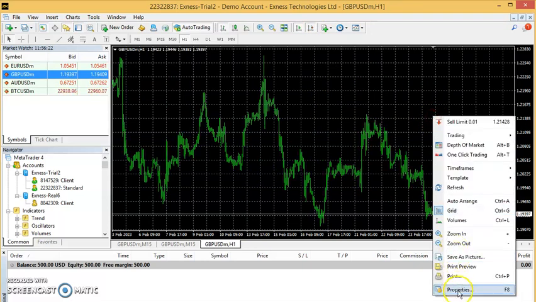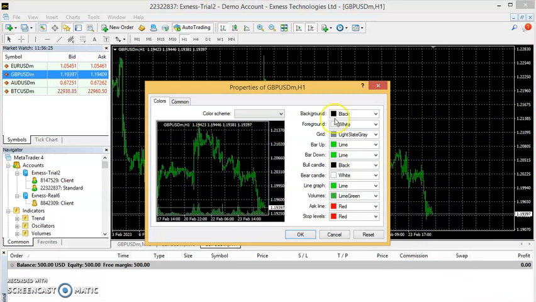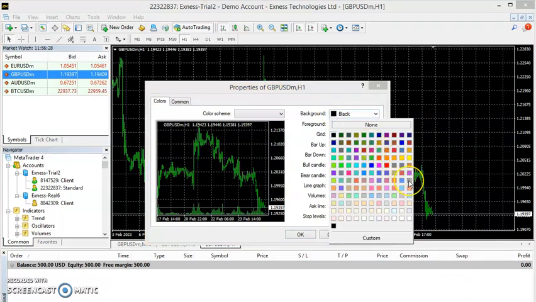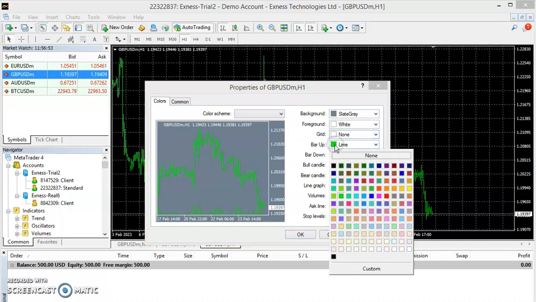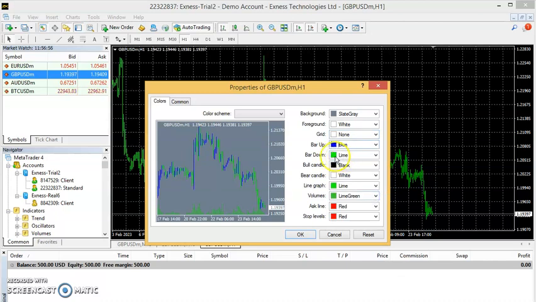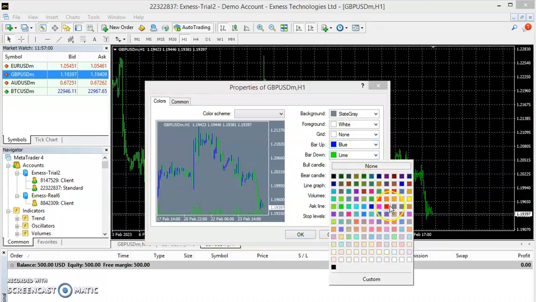So to change it, you go to properties. Okay. I changed this from black to gray. I prefer gray. So I choose any of the gray, slate gray or deep gray. Then the grid are these lines you're seeing here. I personally don't like them. So I click on none. So it's gone. So now for my bar up, that's if the trend is going in an upward movement, a bullish movement, I personally like mine to be blue. And then if it's coming in a downward movement, a sell movement, I prefer mine to be red.